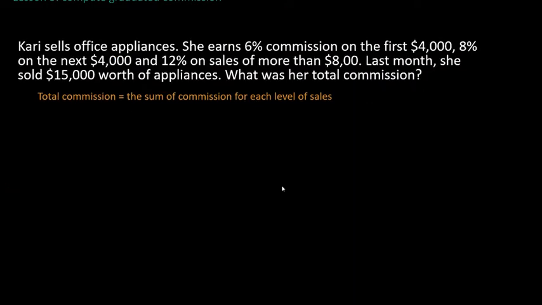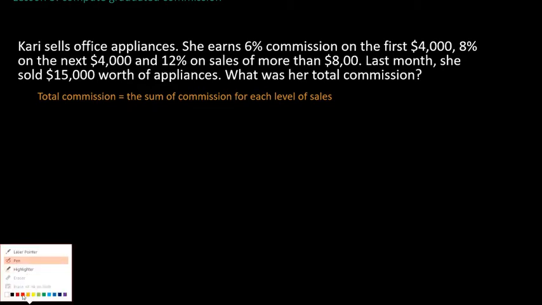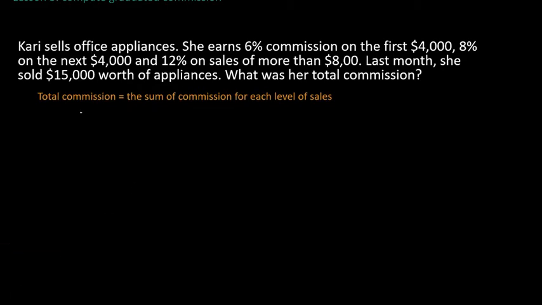Let's look at one last example to conclude today. Kari sells office appliances, and she earns 6% commission on the first 4,000, 8% on the next 4,000, and 12% on sales more than 8,000. Last month, she sold $15,000 worth of appliances, and once again, we're looking for her total. So let's set this up just like before. Once again, we have 3 different commission levels, so I'll set up my 3 sets of parentheses.